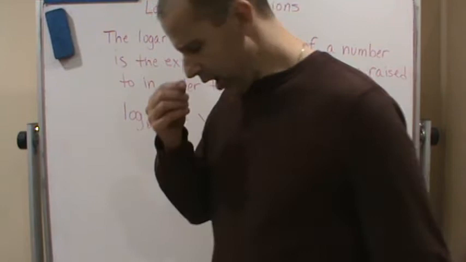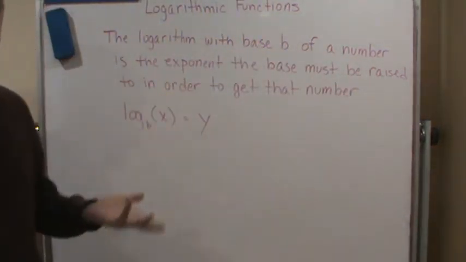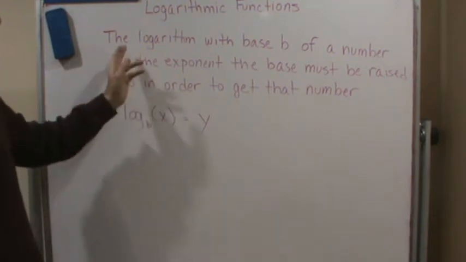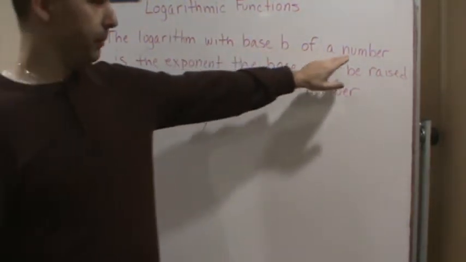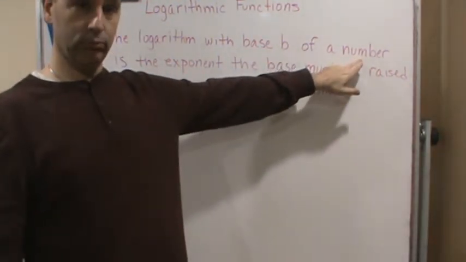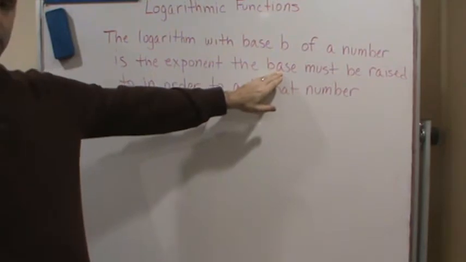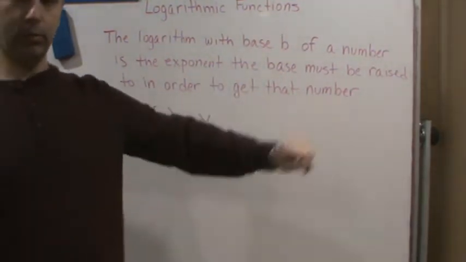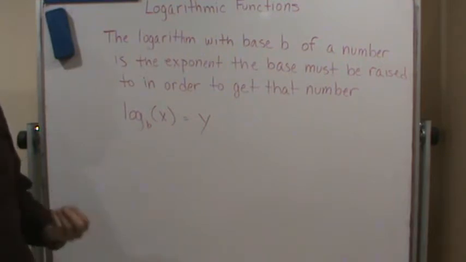Okay, so what is a logarithm? Well, the definition of a logarithm is an exponent. That's really what it is. It's an exponent. So the logarithm with a certain base b of a number, the log of a certain number, is the exponent that the base must be raised to in order to get that number. So in other words, a logarithm is an exponent.